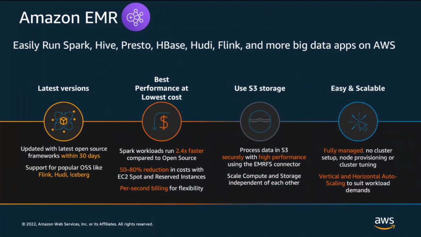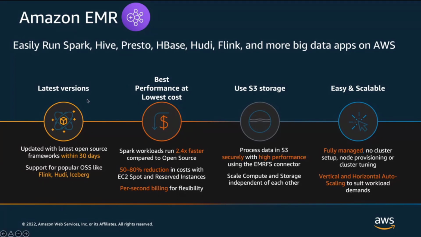So what is EMR here? EMR is a cluster where you can run open source frameworks like Spark, Hive, Presto, HBase, and many more on one particular platform. You need to choose what services you want to use, and there you go. You don't have to maintain any cluster, you don't have to do any node provisioning, and you don't have to do any cluster tuning. That's the way Amazon EMR works.